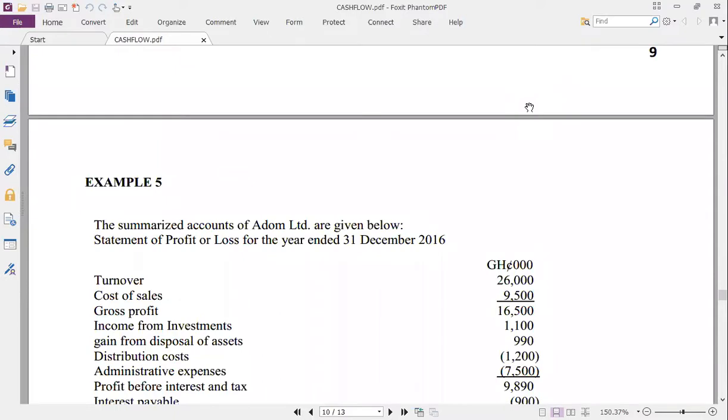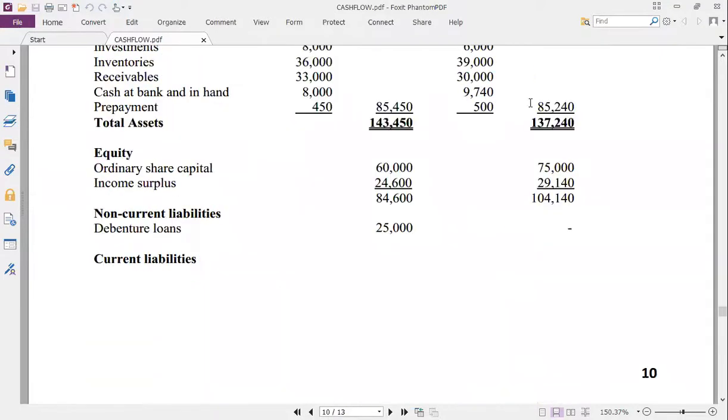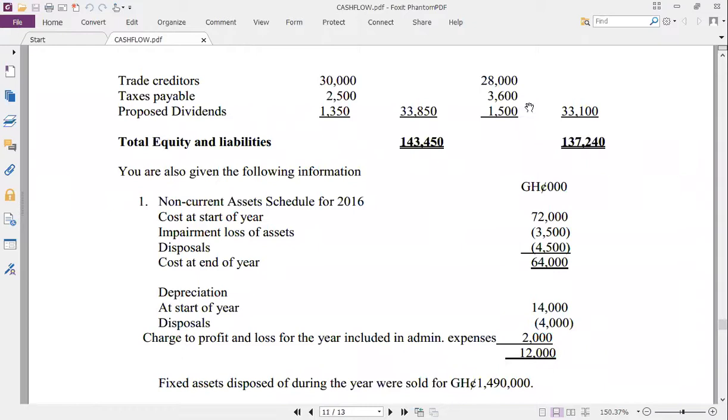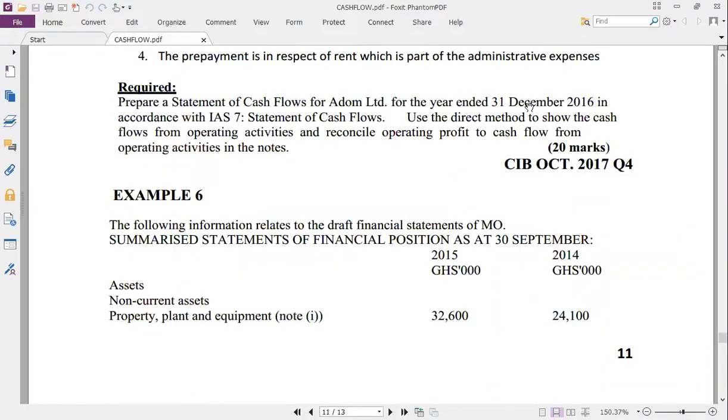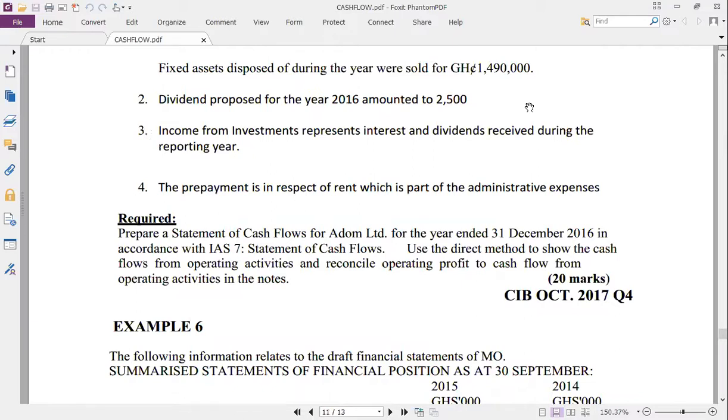Okay, so example 5 or question 5. That is where we are now. As usual, so let's go to the requirement first. Required: Prepare a statement of cash flow for Adom Limited for the year ended 31st December 2016 in accordance with IAS 7 Statement of Cash Flows. Kindly use the direct method to show the cash flow from the operating activities and reconcile the operating profit to cash from the operating activities in the notes. I like that.